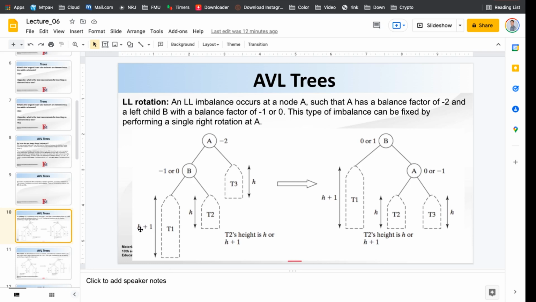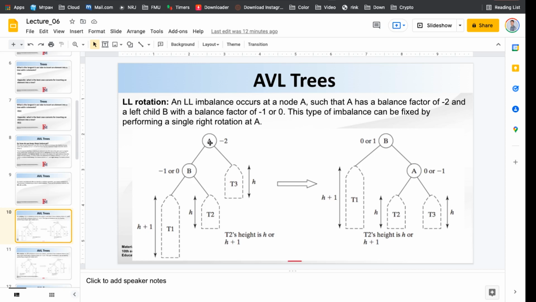So in this case, let's calculate it. The whole height of this subtree is h plus 1. For B, we have h minus (h plus 1), so it's going to be negative 1, which is still fine. So technically B is balanced. Then when we're looking at A, we do h minus (h plus 2), so for A the balance factor is going to be negative 2. So I'm finding the node which is not balanced, and then from that node I'm trying to look at the subtree which sticks out.